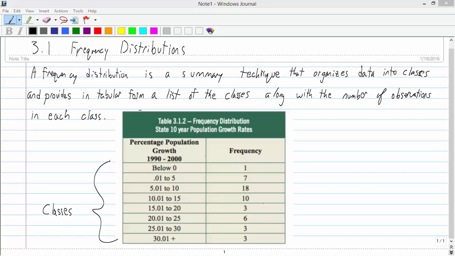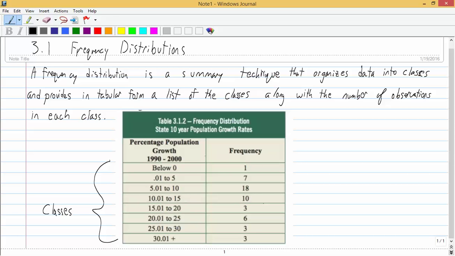Okay, so you start with just some big raw set of data, and then somebody takes that set of data, organizes it and puts it in a frequency chart. And then we have to be able to interpret that data. And of course, it could be really any type of data. It doesn't have to be one type or another.